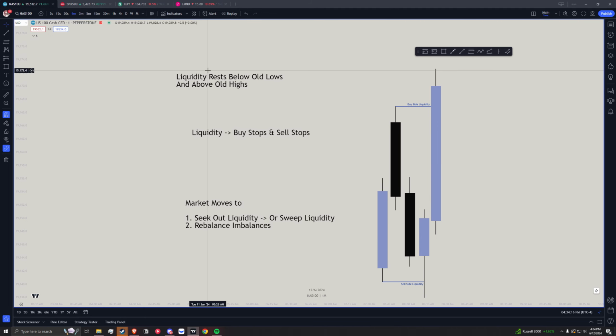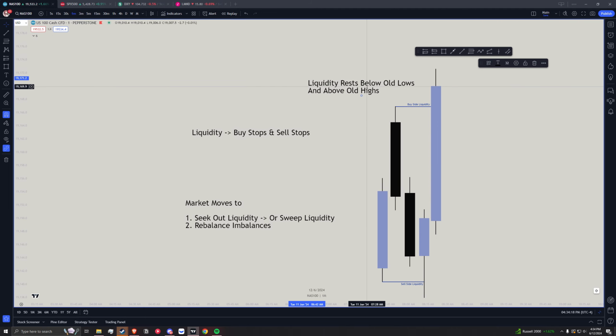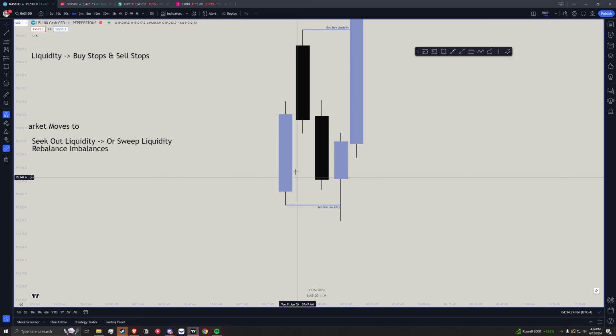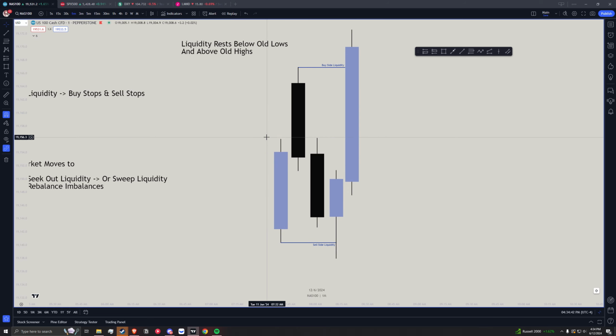And you may be asking, what do you mean by liquidity rests below old lows and above old highs? Well, once again, coming back to this candlestick, we have the wick, the bottom and the top of the wick. Each of these wicks has liquidity. The top part of this wick will have buy side liquidity, and the bottom part of this wick will have sell side liquidity. That is the same case with every single wick or candle that is created. There will always be buy side liquidity above here, and there will always be sell side liquidity below here.